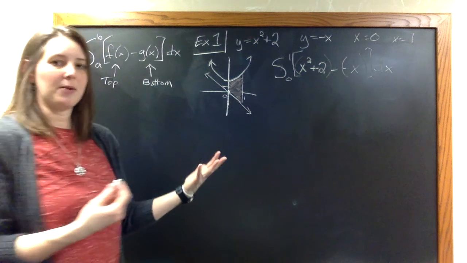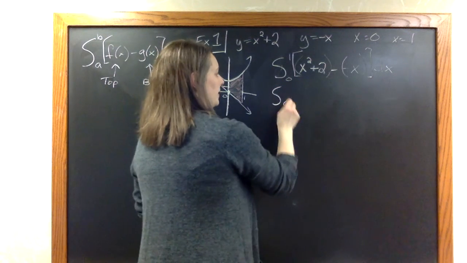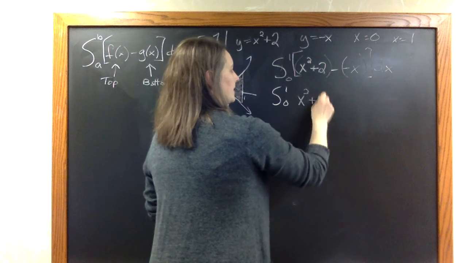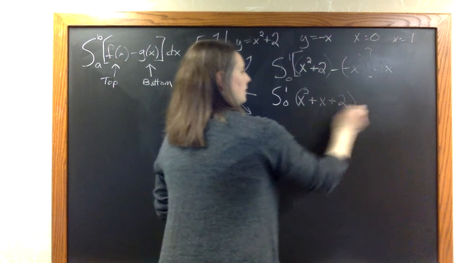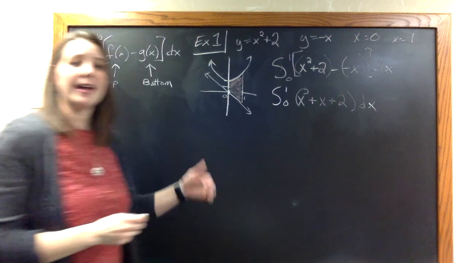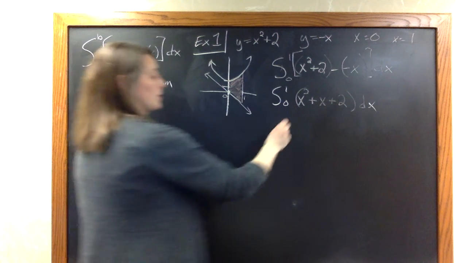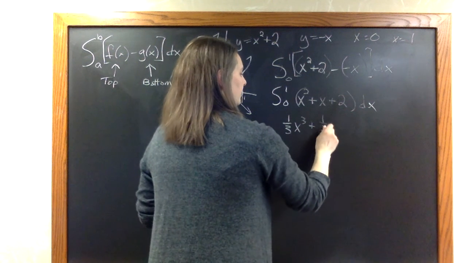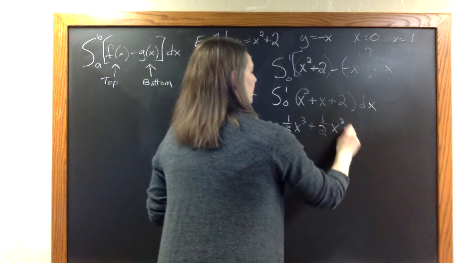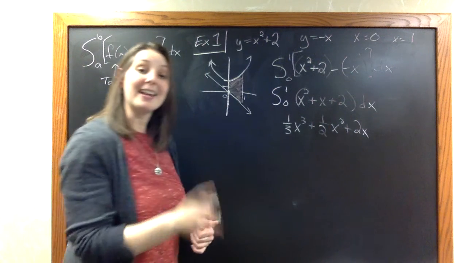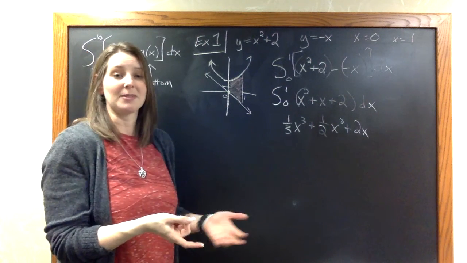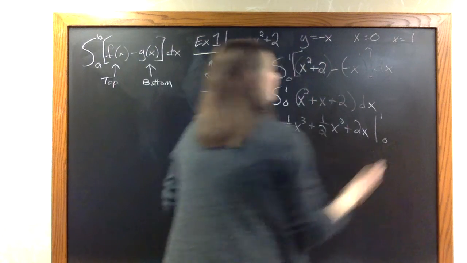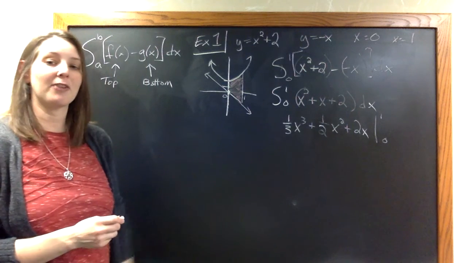Now, before we do this, you may want to clean it up algebraically a little bit. So we get x squared, that negative is going to make that a plus x. And now we're going to take the antiderivative of this. So we get 1/3 x cubed plus 1/2 x squared plus 2x, and we're going to evaluate from 0 to 1.